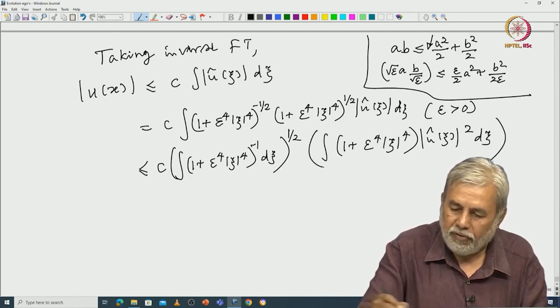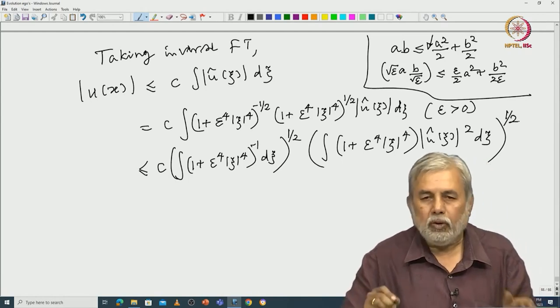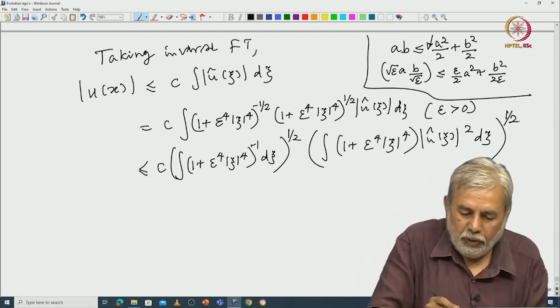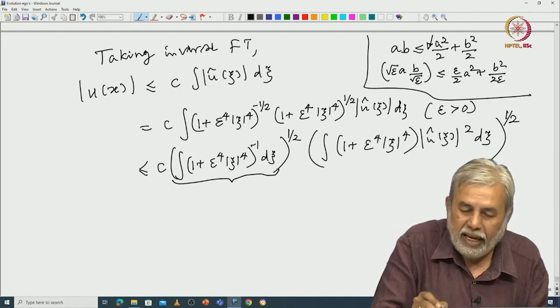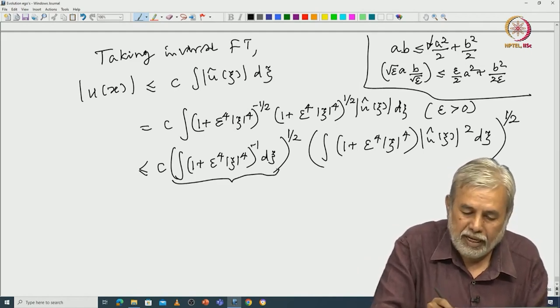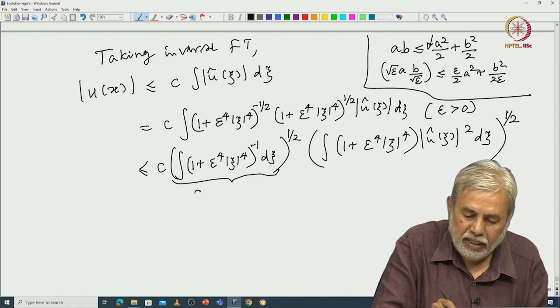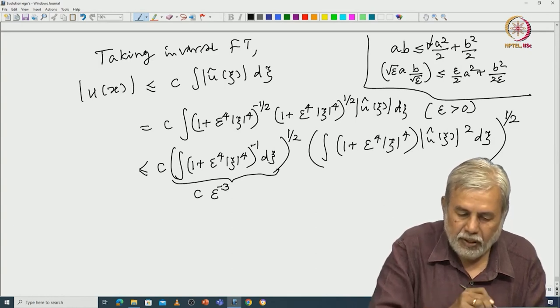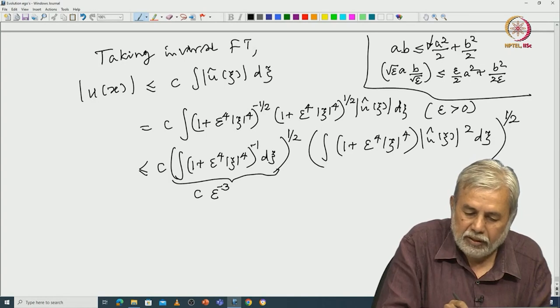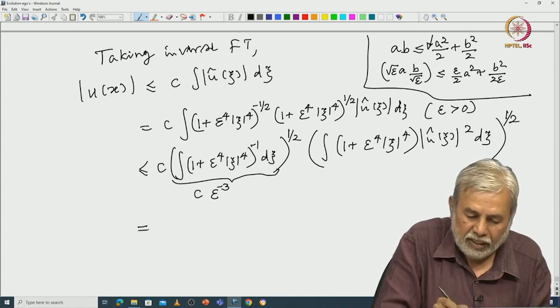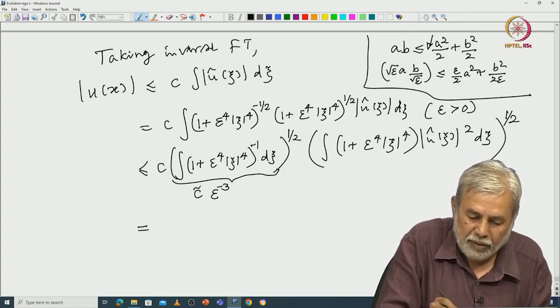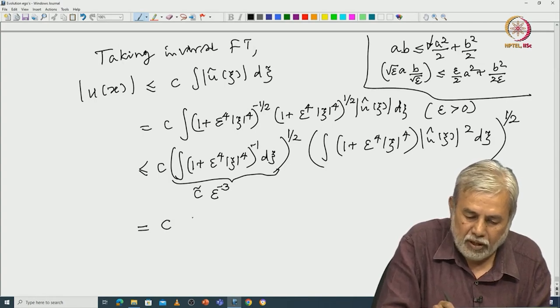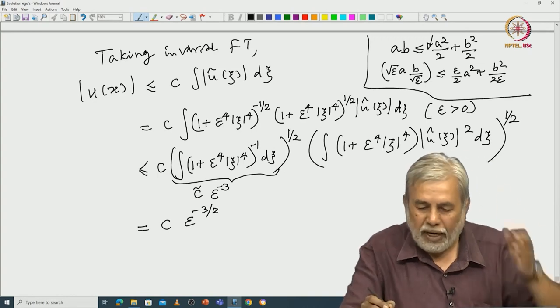And power half. Okay. And now this can be easily computed. Again n equal to 3 comes into play here, and this is just some constant times epsilon to the power of minus 3. So, let me write that. Another constant, okay, just delta maybe. So, this is epsilon to the minus 3 by 2, and now look at here.